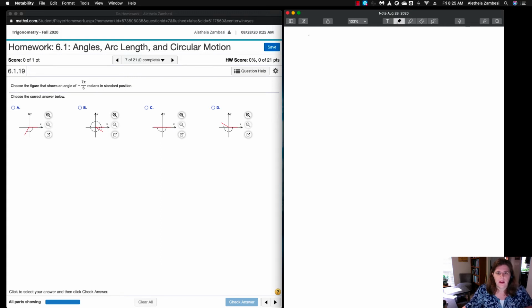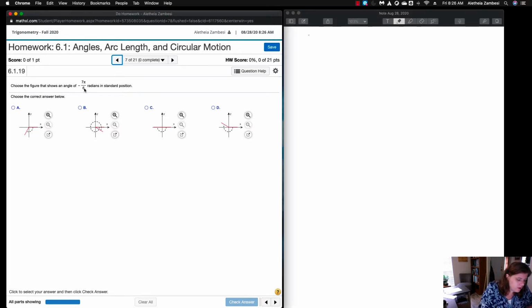Hey everyone, I have received a couple of questions on how to draw angles in radians. So I wanted to give you a brief video on working with radians as far as positioning of an angle and working with those fractions. This is from section 6.1, problem number 7, and it says to draw the angle -7 pi over 6 in radians and standard position.